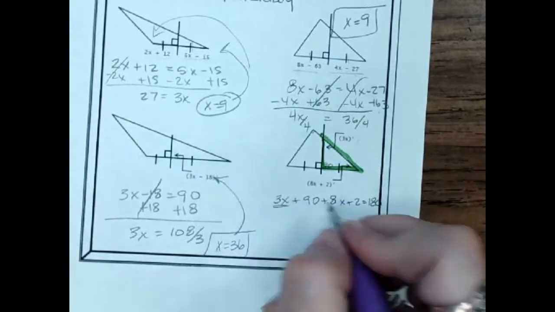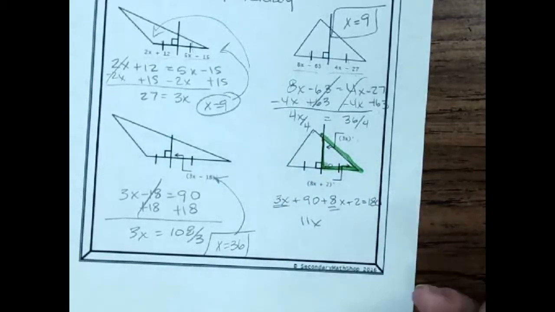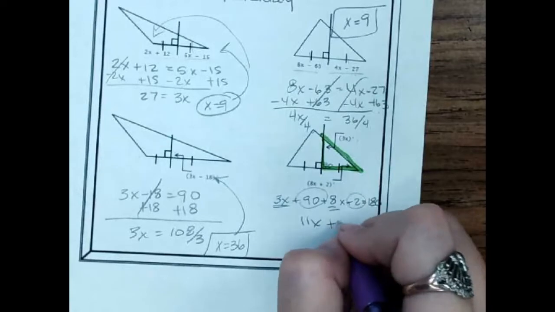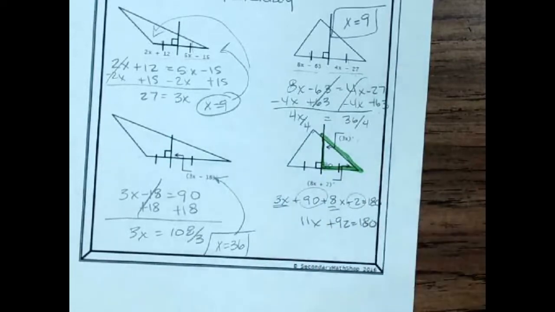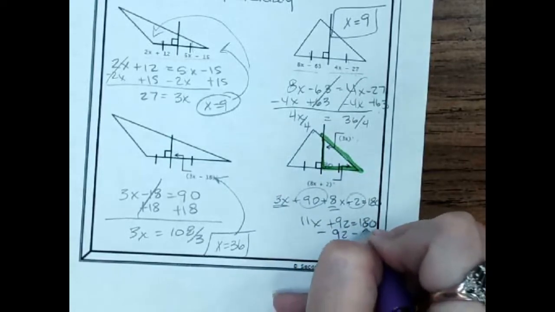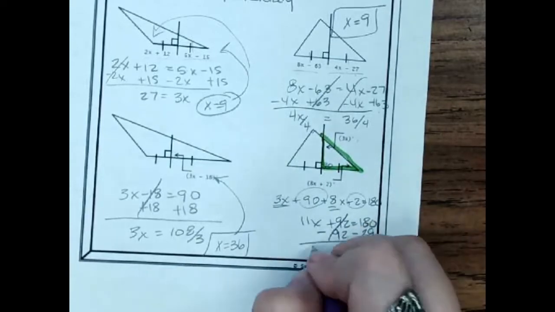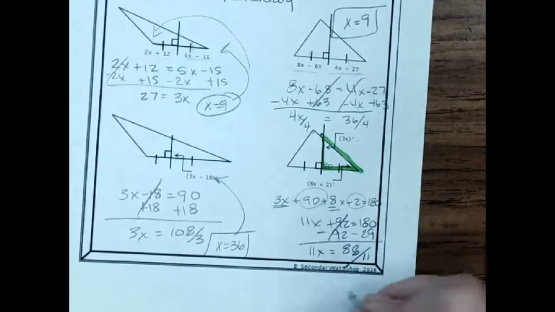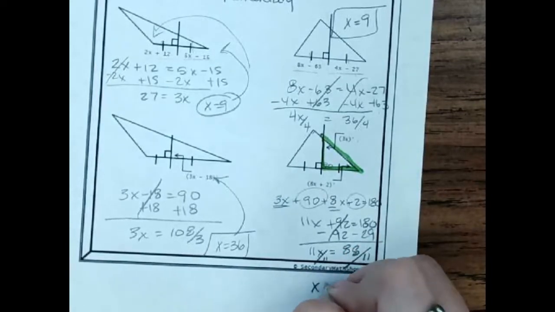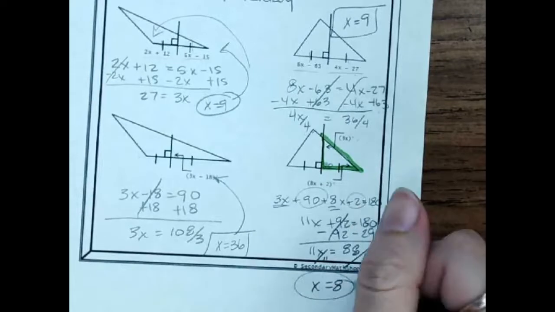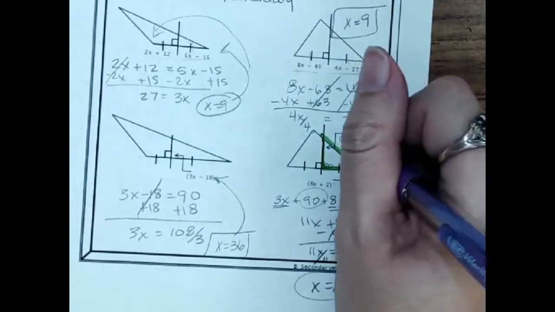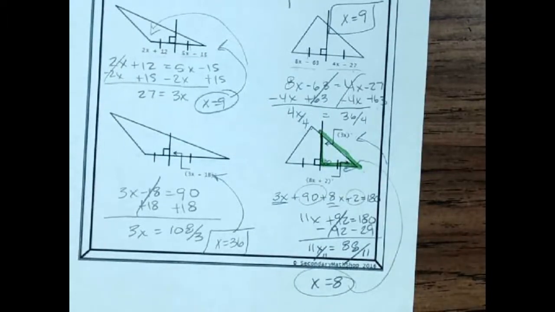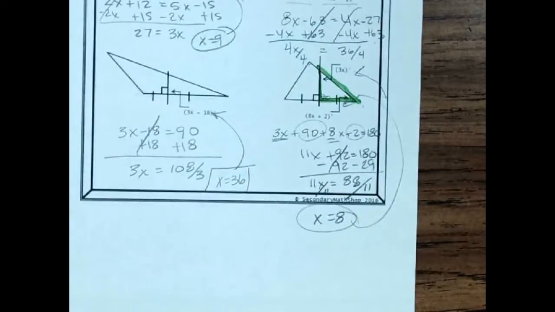Add your x's together, that's 11x. Then add your numbers together, this is 90 and 2, that's 92, equals 180. Subtract the 92 on both sides, so 11x equals 88, divide by 11, and you get x equals 8. How could we check it? Plug it in here and here, and make sure that it comes up so that these three added together equal 180.